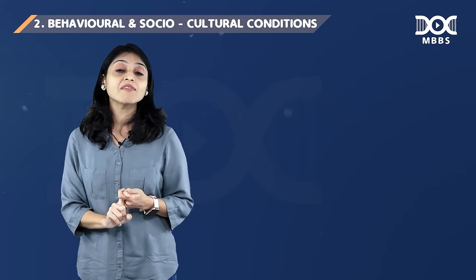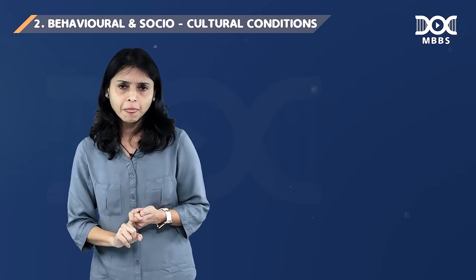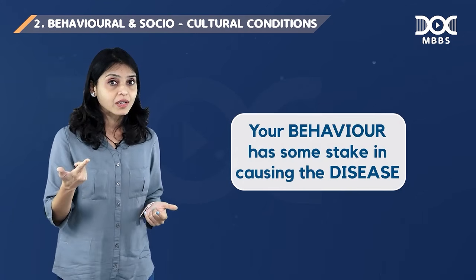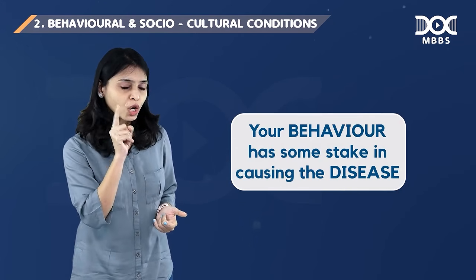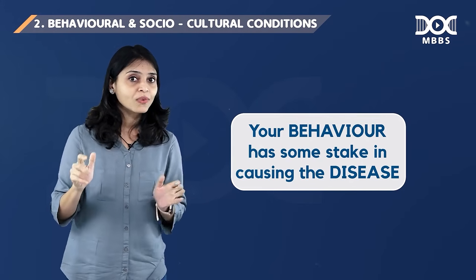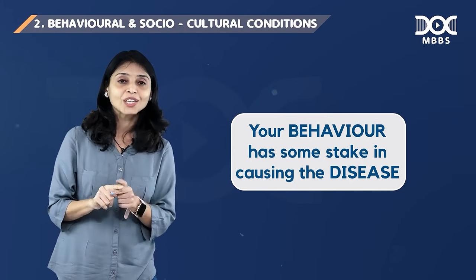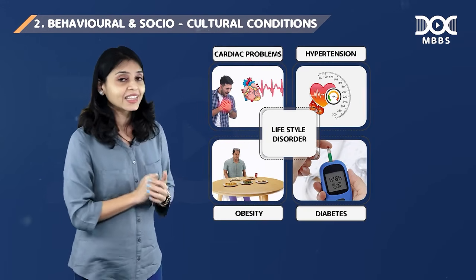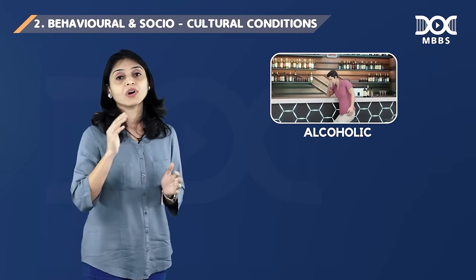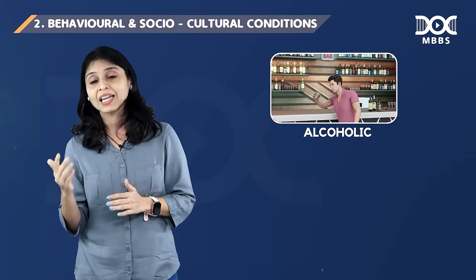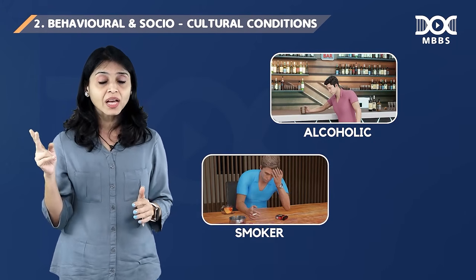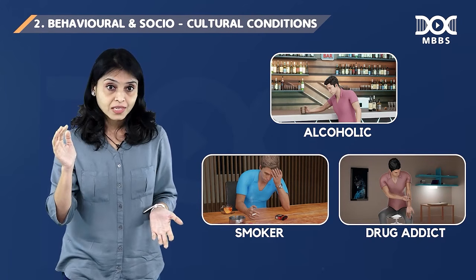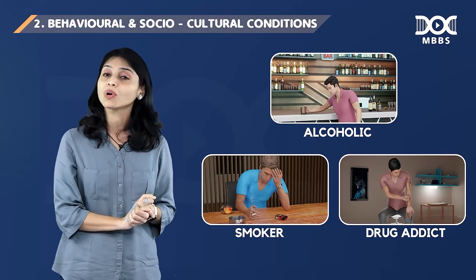Second is behavioral and socio-cultural condition. As the name indicates, your behavior has some stake in causing the disease. Do you agree with me? That is how we have the entity known as lifestyle disorders, right? That means how you behave, like if you are into taking alcohol, if you are in the habit of smoking, if someone is taking some drug, all these can give you a lot of disease. So, that is behavioral and socio-cultural condition.